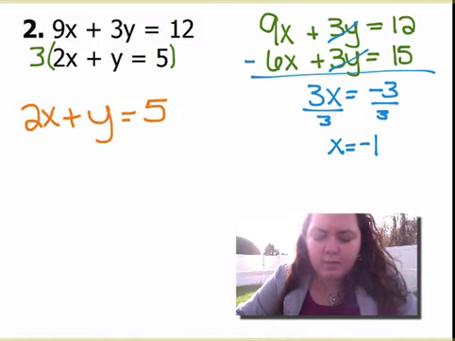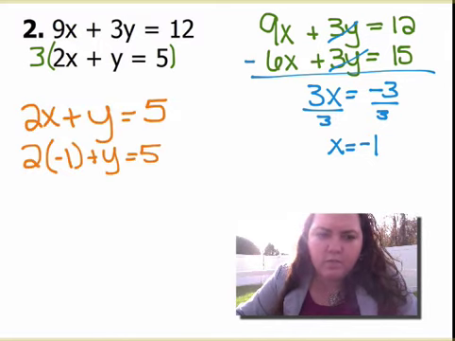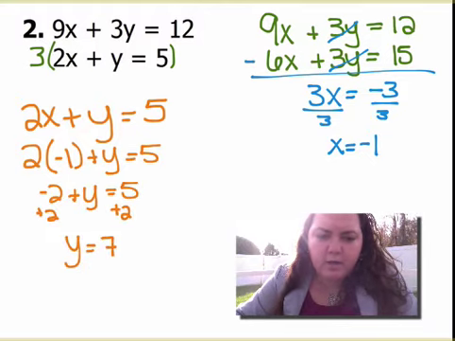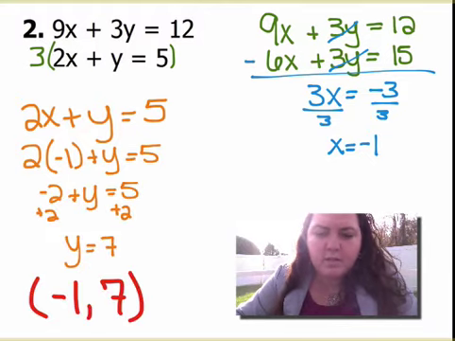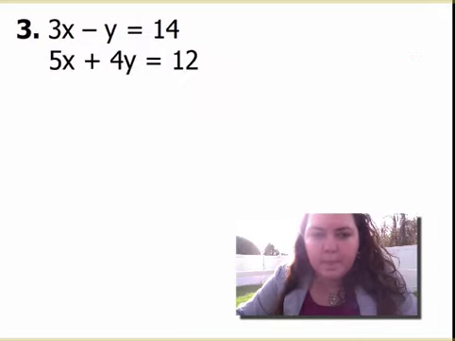Now I can plug negative 1 in for x into one of the equations from the beginning. So when I do that, solve for y, I get y equals 7, so my solution is negative 1, 7.